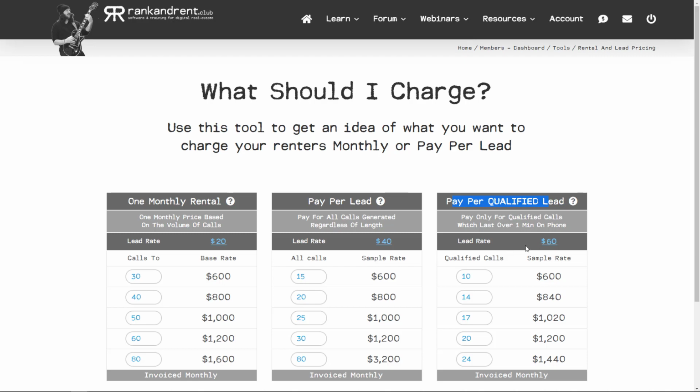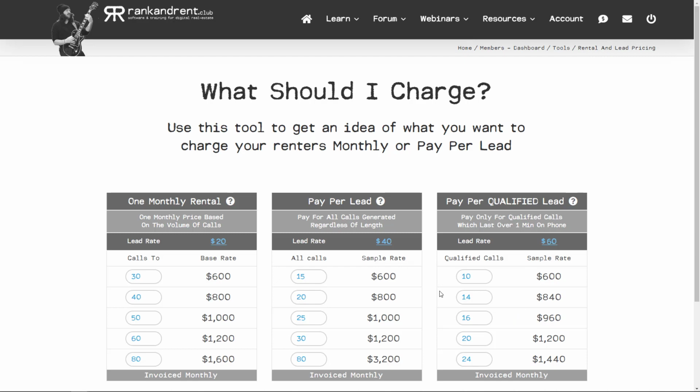But once again, qualified leads, because they're qualified, they're lasting over a minute on the phone or whatever you determine as a time length, the rate has to go up again. Okay, so if we change this to around 16, you can see only 16 calls at $60 per qualified lead amounts to close to $1,000. So you can see how the lead rates go up and the number of calls goes down.